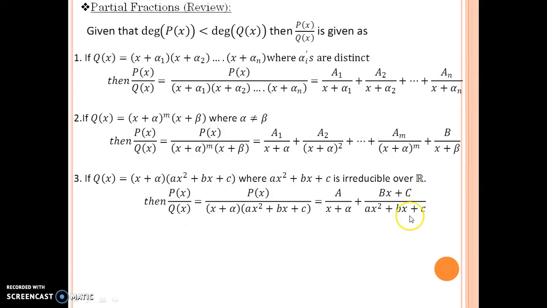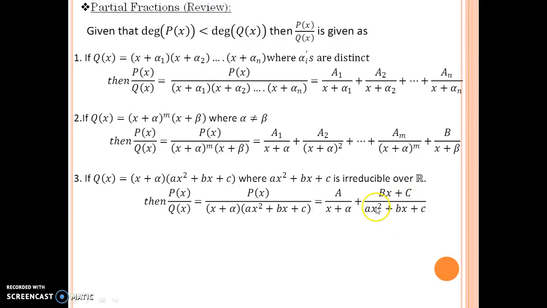So p over q can be written in this manner. Since alpha is a single real root having power 1, it can be written like in case 1, a over x plus alpha. Now regarding the irreducible polynomial, its degree is 2, so the numerator is written as bx plus c. Observe that since its degree is 2, the numerator is a linear polynomial, say bx plus c.